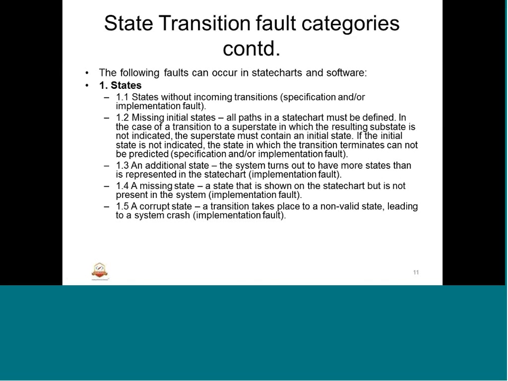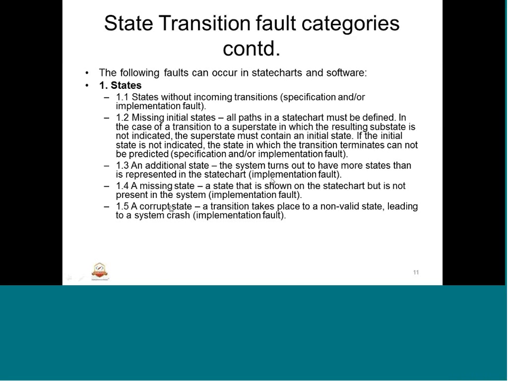missing initial state. The third one is an additional state. That means an extra state: the system turns out to have more states than are represented in the statement, something like a dead state or a redundant state. So it is again a problem with the implementation. The implementer has added more states unnecessarily, so that those paths cannot be covered, and that is a fault.